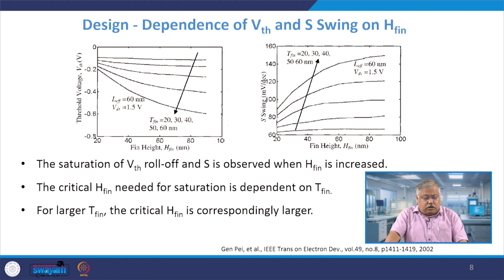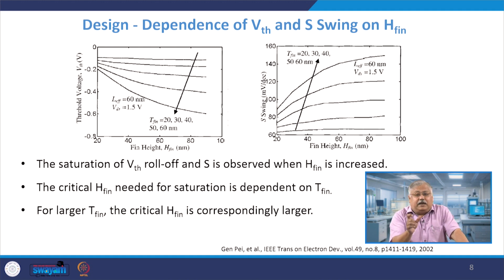Now let us plot on the left hand side threshold voltage versus fin height. What I am doing is increasing the fin height from a low value to a relatively larger value, and as you can see, the threshold voltage, the mod value of it, goes on increasing. The effective channel length is taken to be 60 nanometer.